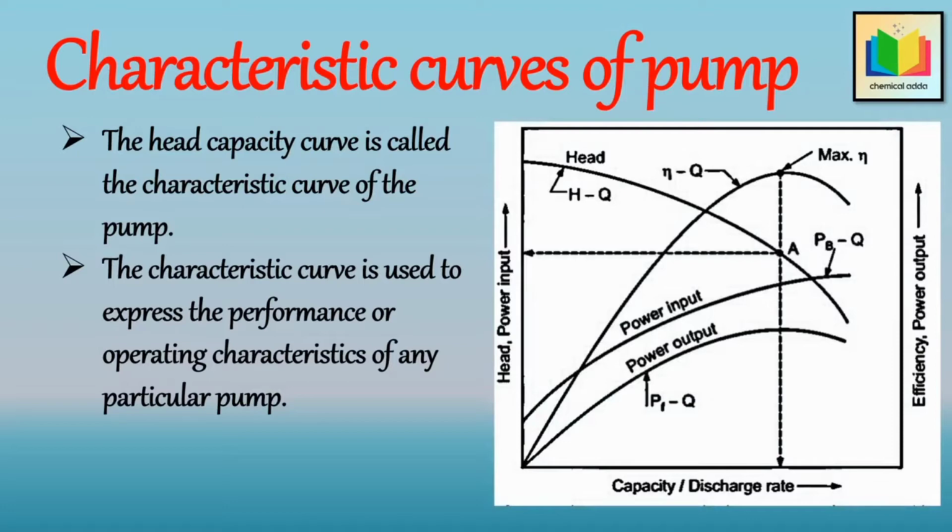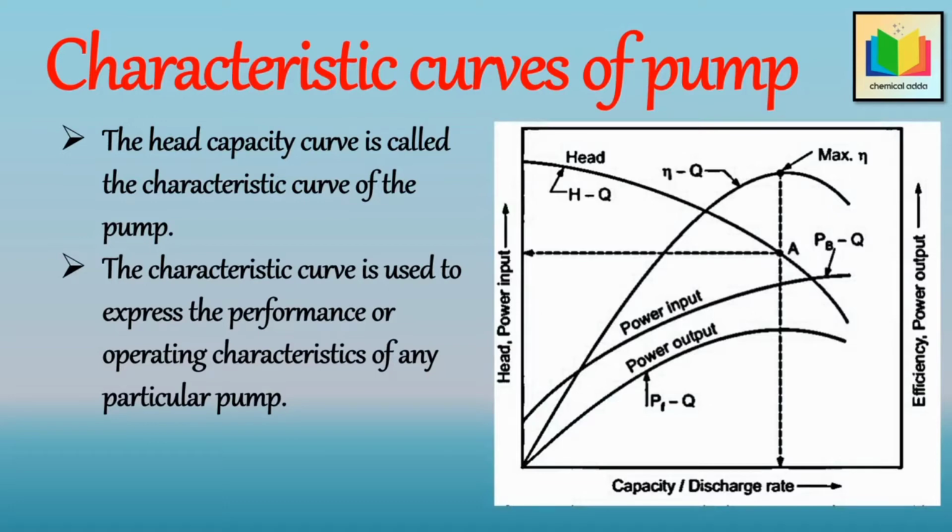Because a pump is usually designed for one particular speed, flow rate, and head. But in actual practice, it may be operated at some other conditions of head or flow rate. Hence, the behavior of the pump may be quite different for the changed conditions. So the characteristic curves show head, power input, power output, and efficiency as a function of discharge rate or capacity for a particular centrifugal pump at a particular speed.